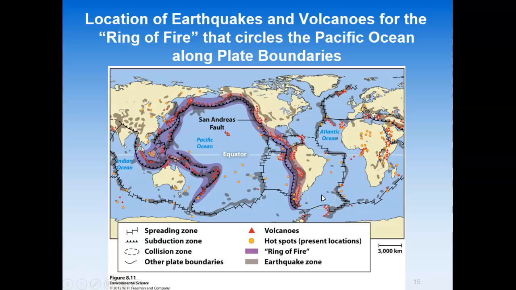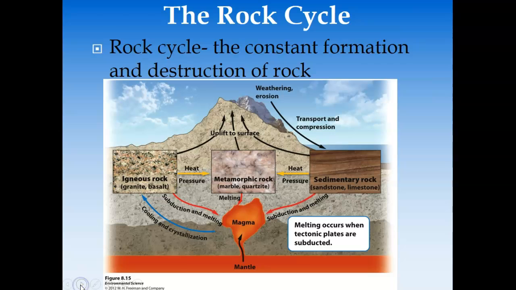So the Ring of Fire is this area that circles the Pacific Ocean along plate boundaries, and you can see it in this purple area. And there tends to be an awful lot of earthquakes and volcanoes in this area, if you look at it compared to the rest of the earth. So it's this whole region, lots of earthquakes, lots of volcanoes. So just remember Ring of Fire.